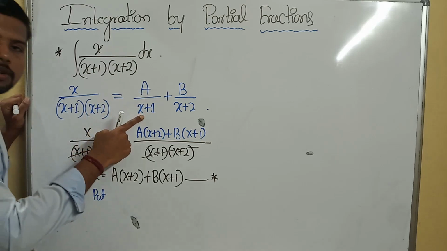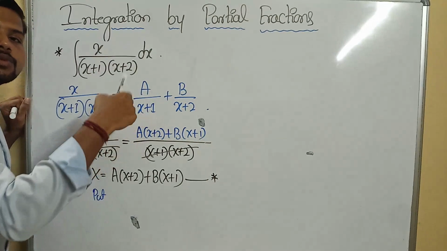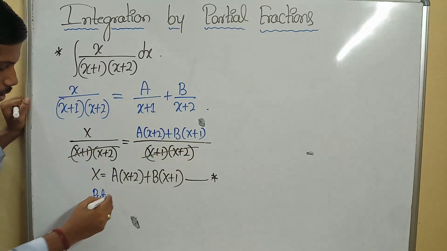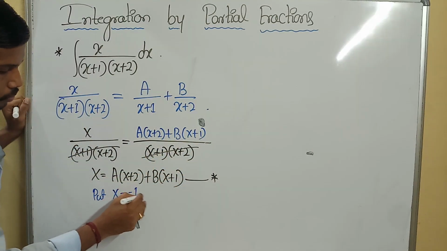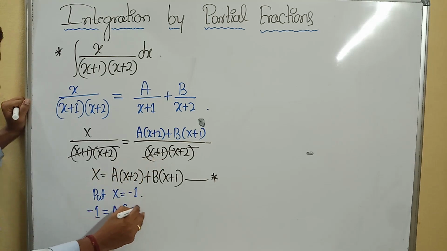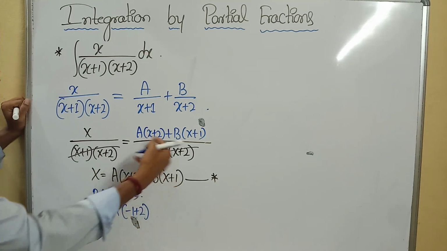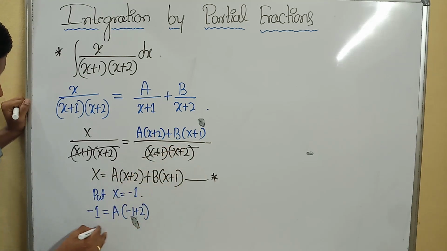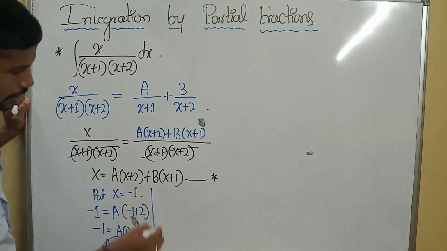What is the first denominator? x plus 1. If x plus 1 is equal to 0, what is the x value? Yes, x value will be minus 1. Substitute minus 1 in the star equation. The x value is minus 1, a into bracket minus 1 plus 2. Here minus 1 plus 1 cancelled, the b term will be 0. Leave it. Minus 1 equals a, 2 minus 1 will be 1, which means the value of a will be minus 1. That I got very clearly.